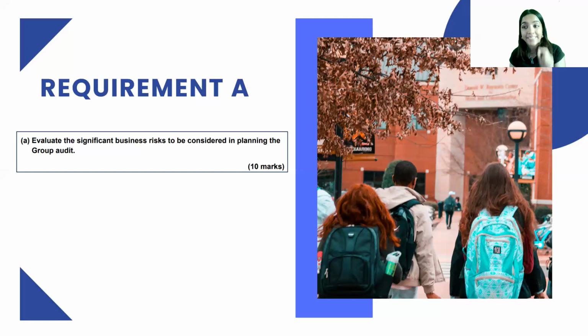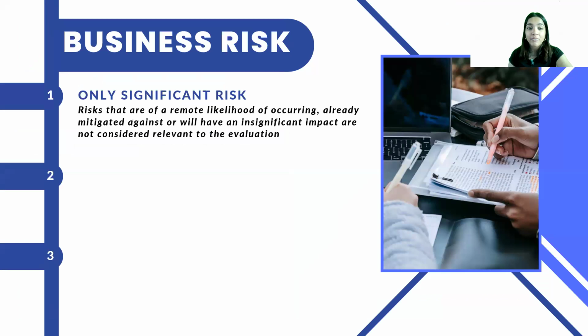So the major mistake that you make as a student is that out of all the business risks, you will easily identify the easy ones. It's okay to identify easy ones, but make sure: is it significant or not? Now, only significant risks count. Risks that are of remote likelihood of occurring, already mitigated against, or will have an insignificant impact are not considered relevant to the evaluation. The examiner has clearly told us that if something has been done regarding that particular risk, it will not be considered significant.